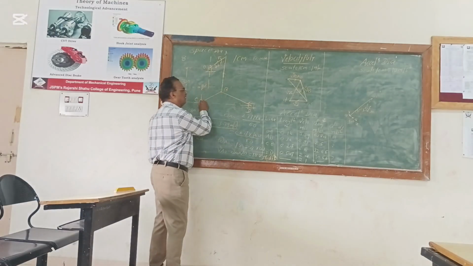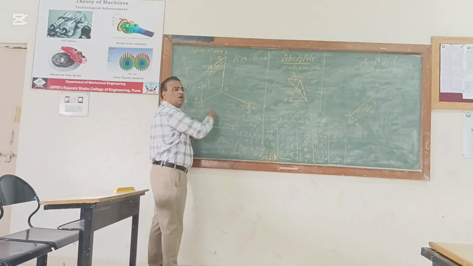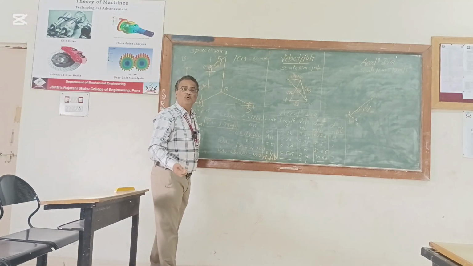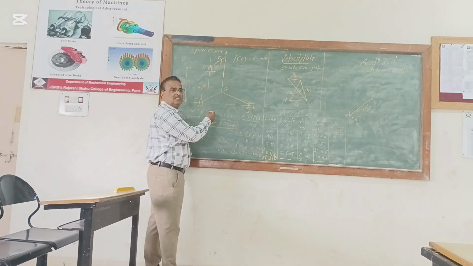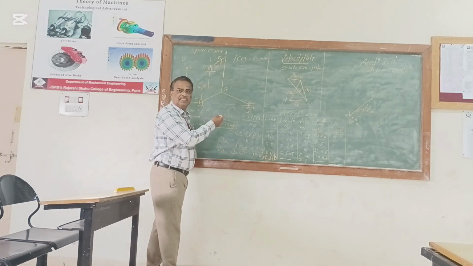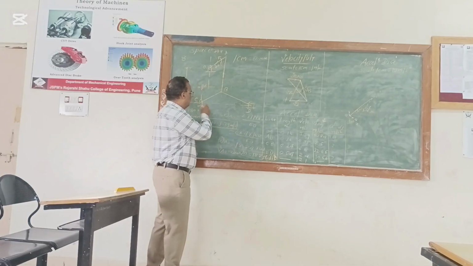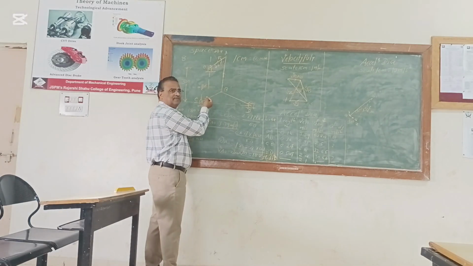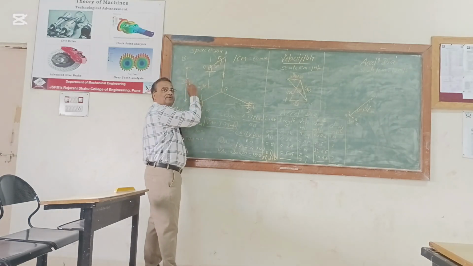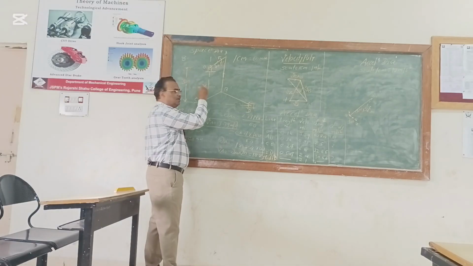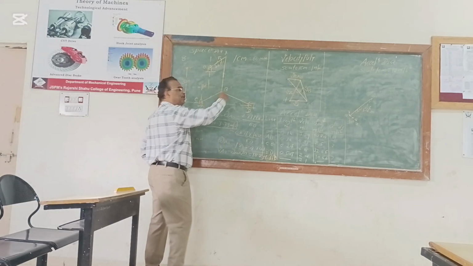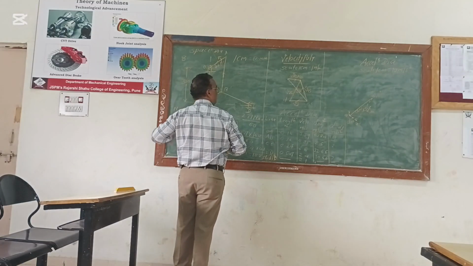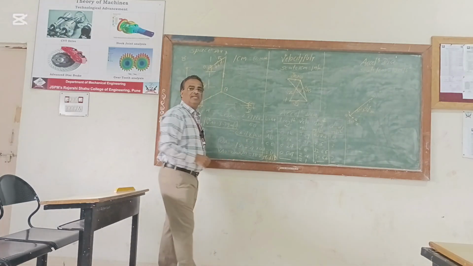Next, move to the next link. Which is the next link? CB. How many components of acceleration? 2. First one is radial or centripetal. Which is the center for BC? Always fixed point will be the center. So which is center? Arrow toward the center. Where does it go? Left down. Left down. Yes or no?